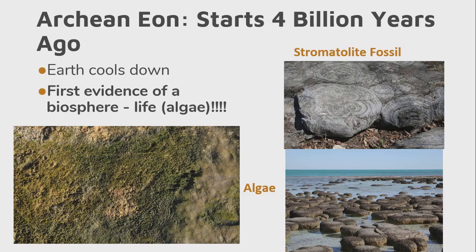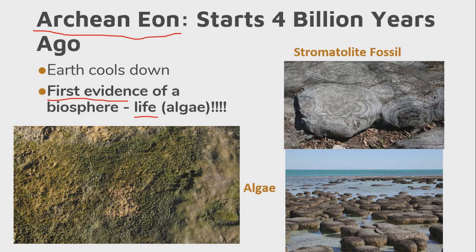Anyway, regardless of where it came from, we got water at least 4 billion years ago, maybe a little bit more, and this marks the beginning of what we call the Archean Eon. Now Earth is no longer hell on Earth like the Hadean Eon, where everything was lava and hot. Now we have cooler temperatures, we have water, and not long after that, we get our first evidence of life.